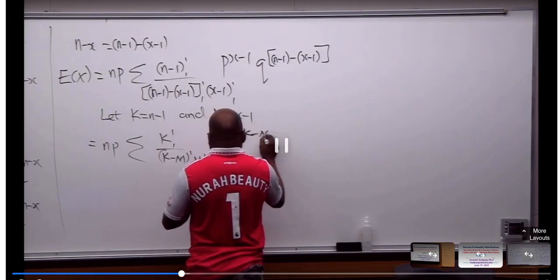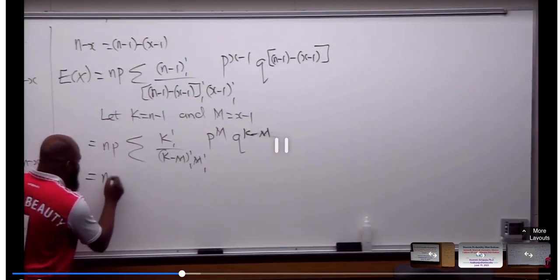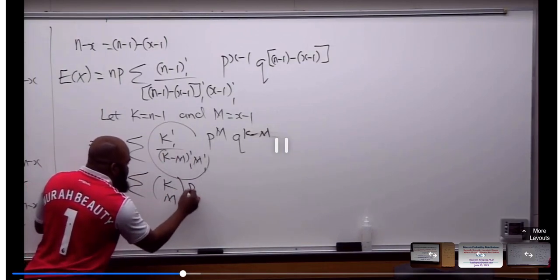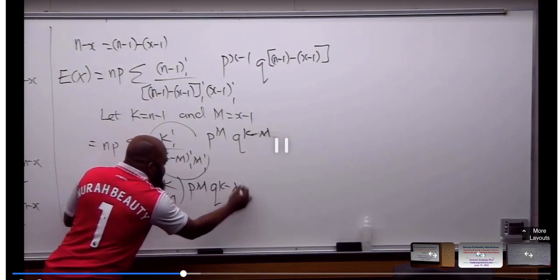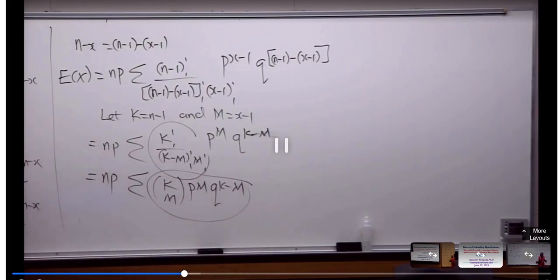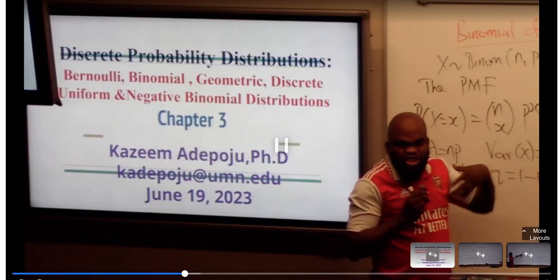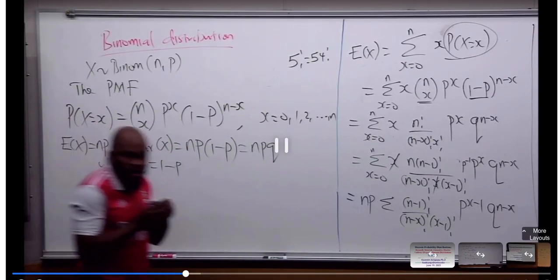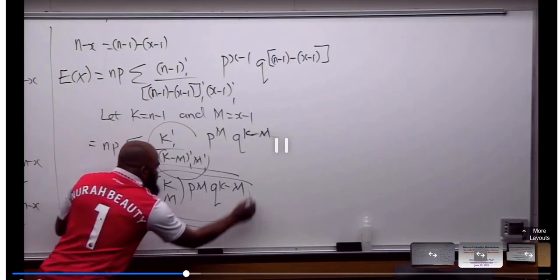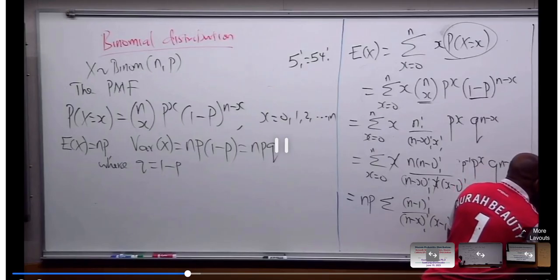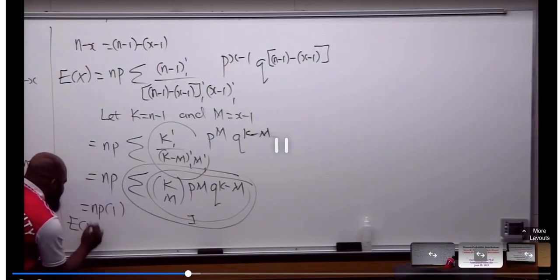Now if you take a look at that, this is another binomial, right? That's another binomial. And the sum of a probability has to be equal to 1. So the whole of this is actually 1, because the sum of a probability distribution has to be 1. So here now, I'm having np times 1. So the expected value of X is np.